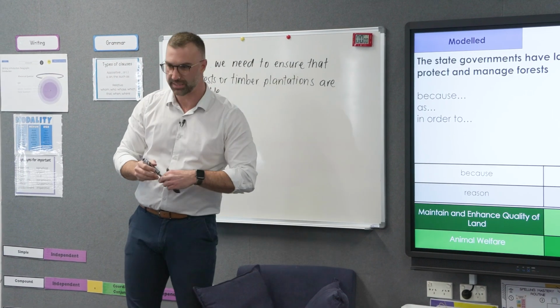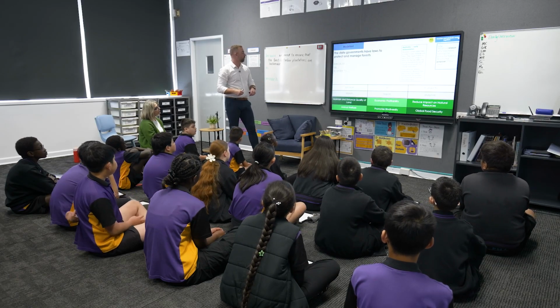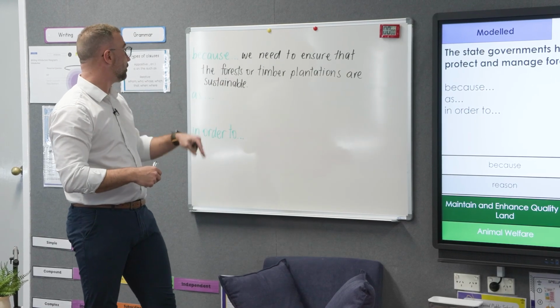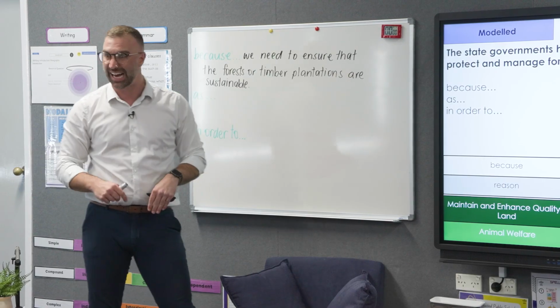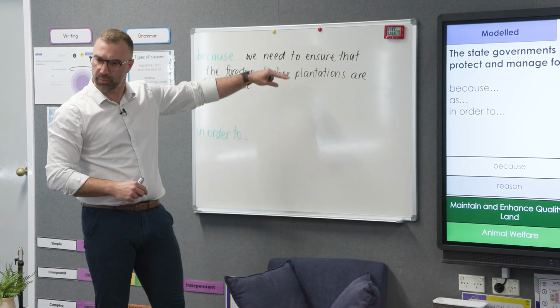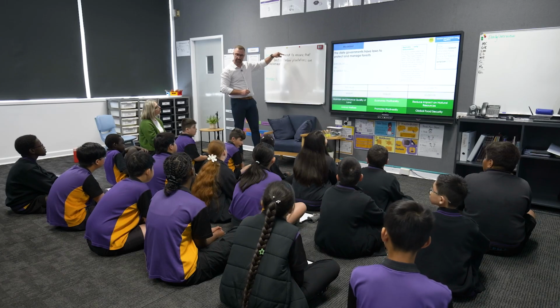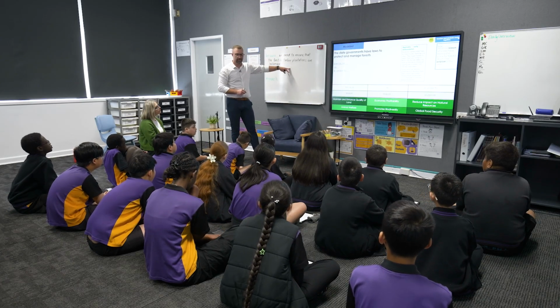All right, I'm going to read my complete sentence now. The state governments have laws to protect and manage forests because we need to ensure that forests or timber plantations are sustainable. Have I given a reason why we have laws to protect certain areas? Yes, because we need to make them sustainable.